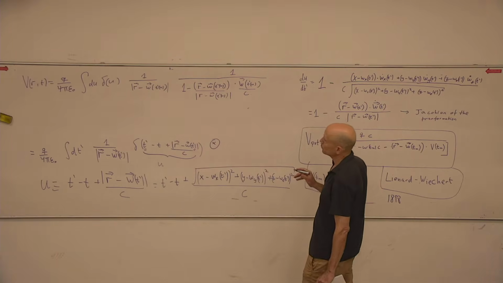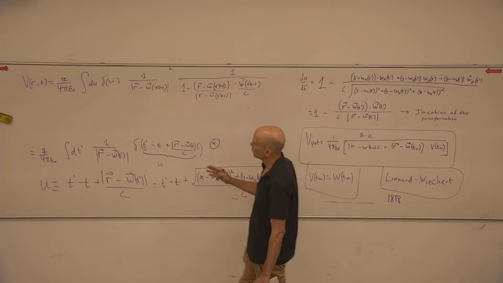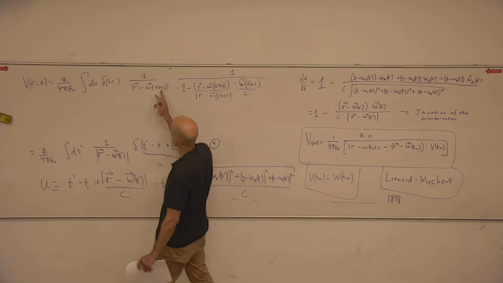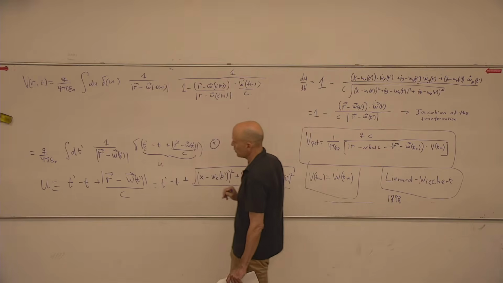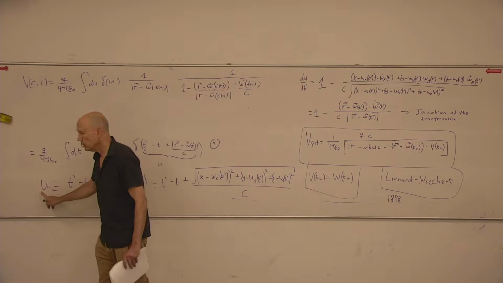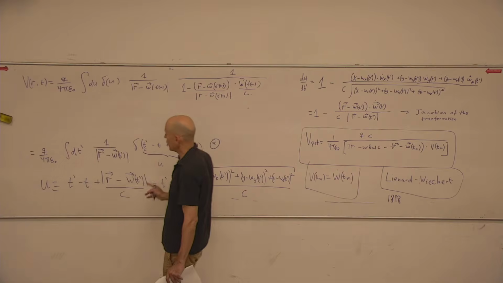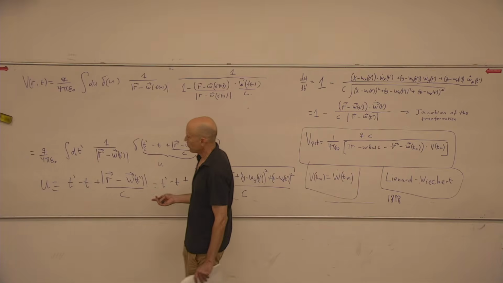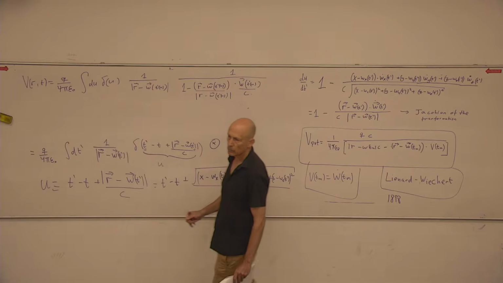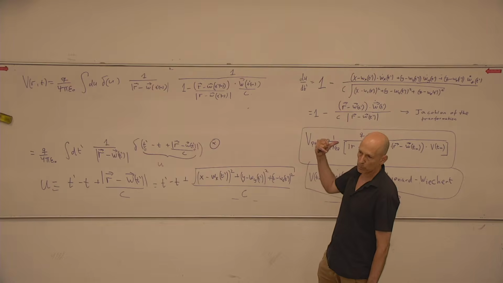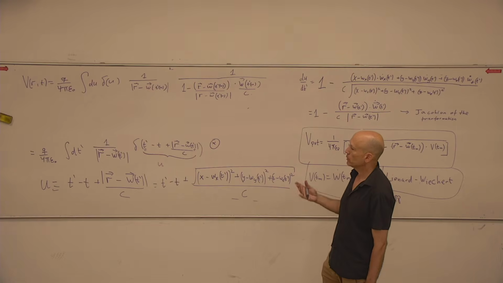Because now I can do the integral. Because the integral of a delta function is easy to do, I just need to plug in u equals 0. Which means I need to plug in u equals 0 here. And then what do I get? Again, eventually, if I plug in u equals 0, what is this t prime? That's the retarded time that I gave you before. This is how you get the retarded time.